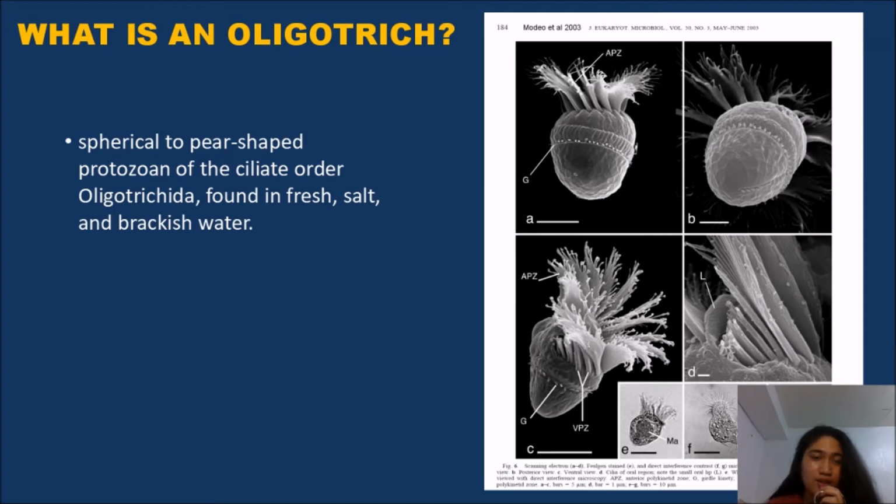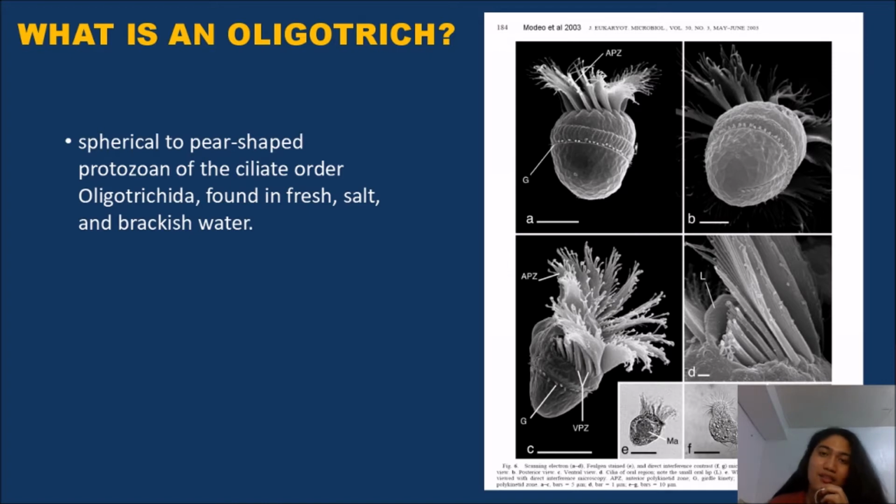An oligotrich is a spherical to pear-shaped protozoan of ciliate order Oligotrichida found in fresh, salt, and brackish water. One special characteristic that they possess is that their body cilia are formed into bristles. They also have conspicuous adoral ciliature, which means that the groove leading to the mouth is where their cilia are located.